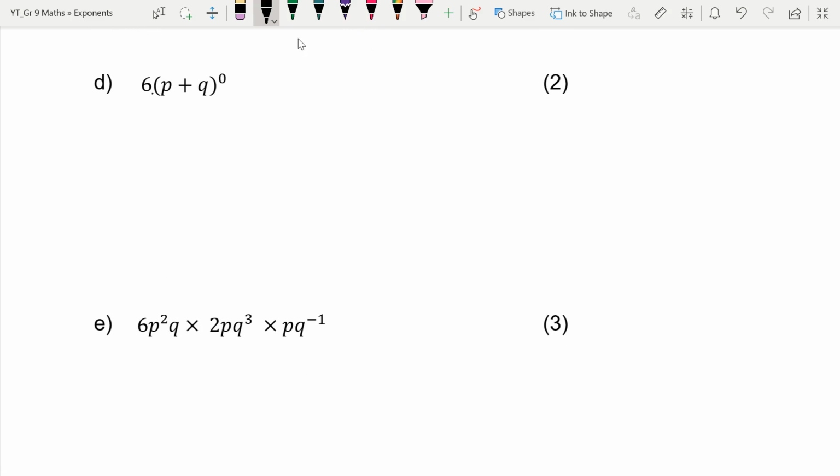All right, let's investigate. So we've got 6 that is being multiplied with P plus Q to the power of 0. Well, anything to the power of 0 will just give us 1. So this whole bracket is to the power of 0. So we can definitely say that it's 6 times 1 because that whole thing will just become 1. And then your final answer would be 6.